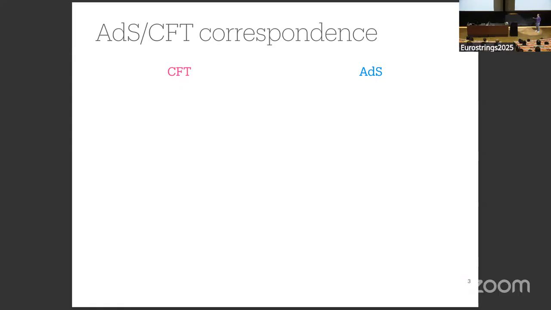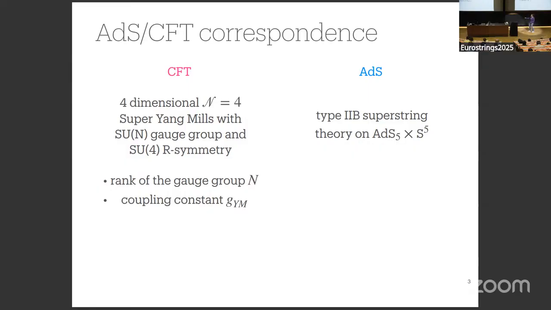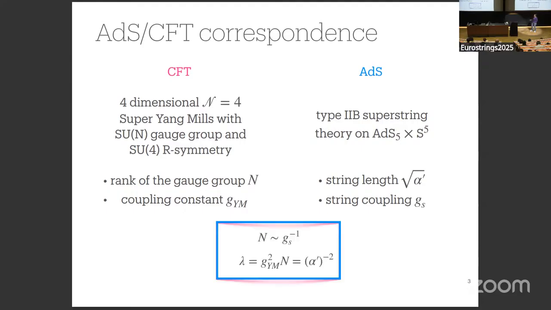So let me first start by discussing the AdS/CFT dictionary, just because I want everybody to be on the same page. As I said, I'm going to discuss four-dimensional N=4 super Yang-Mills with SU(N) gauge group and an SU(4) symmetry. This is going to be important later, so just remember that each time we see an R on my slides, it means that I'm talking about R-symmetry. And this is dual to type IIB superstring theory in AdS5 x S5, as we heard already yesterday. As I mentioned before, the gauge group rank is N and the coupling constant is g Yang-Mills. On the AdS side, we have the string length, which I denoted here root alpha prime, and the string coupling.